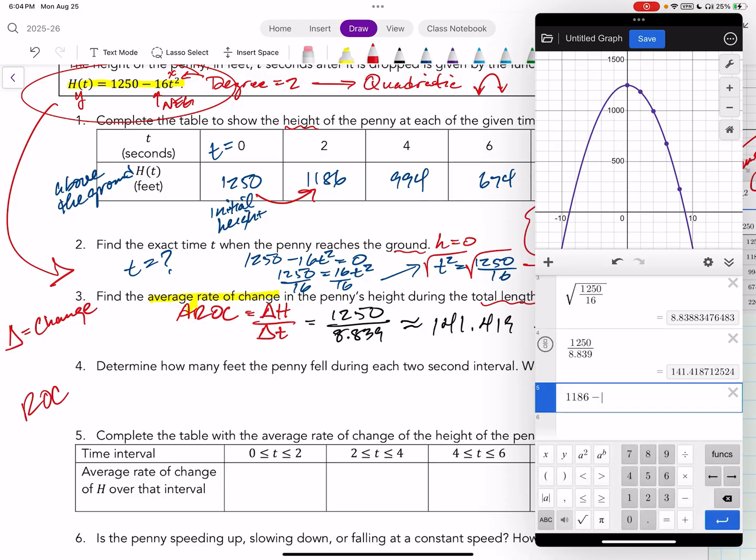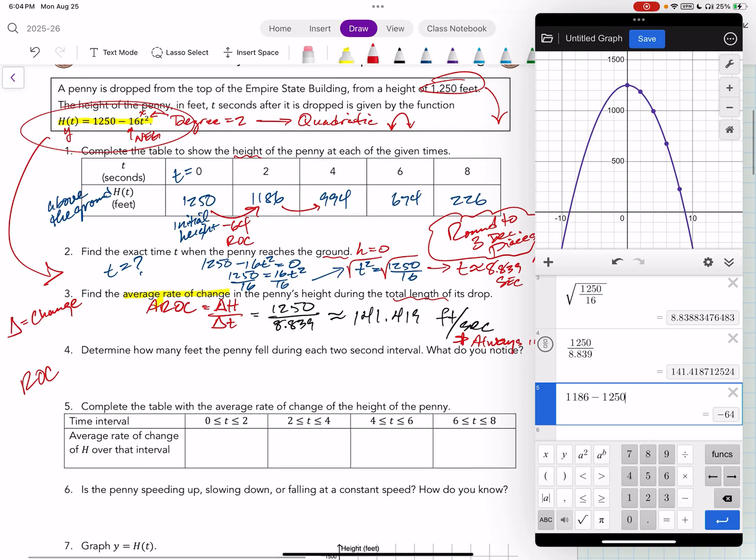1186 minus the previous value, which is 1250. Notice you got negative 64. You always take the second y value and subtract the first y value to get the rate. We know it's decreasing, so your rate of change is negative there. In fact, it's decreasing each time because obviously it's falling down to the ground. So you know it's a negative rate of change.